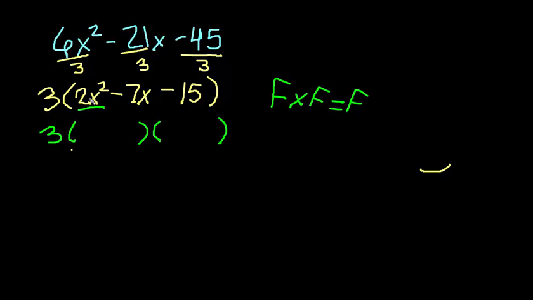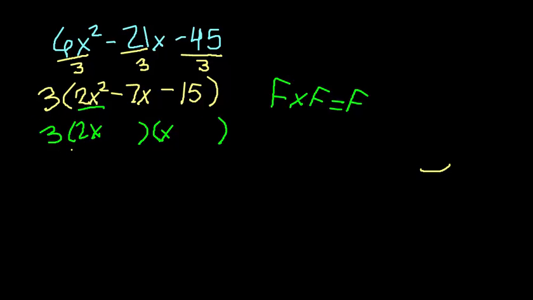So for instance, I ask myself, what can multiply to give me 2x squared? Well, I know that if I do 2x times x, that would give me 2x squared. And again, what the f times f equals f is telling me is that the first term in this parentheses times the first term in this parentheses should give me the first term in my original quadratic.